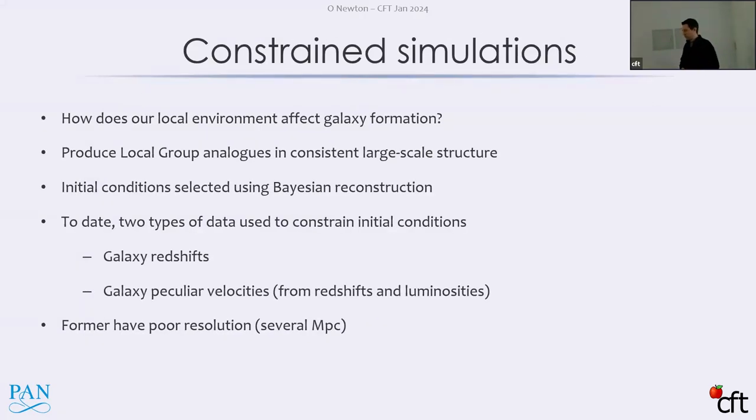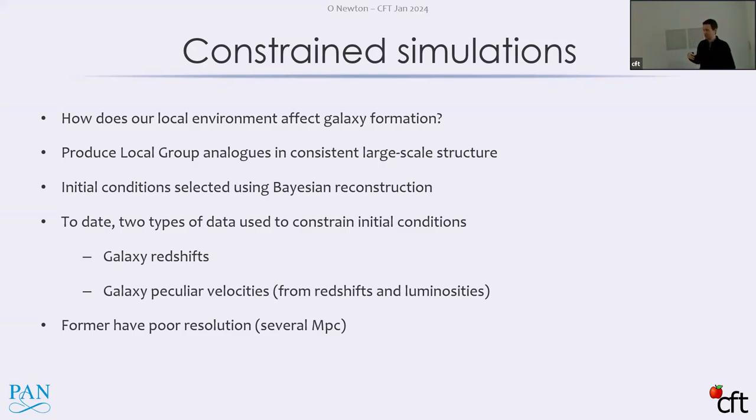So this motivates the need for constrained simulations. And really the goal with these is to understand how the Local Group environment affects galaxy formation processes, structure formation processes, and so on. And the goal is to produce Local Group analogues that are embedded in a large-scale structure that's consistent with the observations that we have from the standard Lambda CDM. And we go about doing this using a Bayesian reconstruction technique based on observations of galaxies around us that allow us to probe the underlying gravitational field in order to reconstruct these in different conditions.